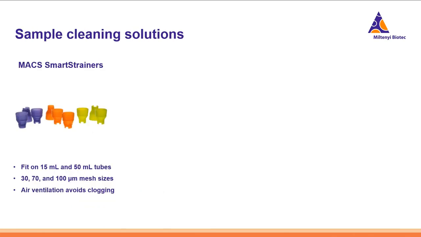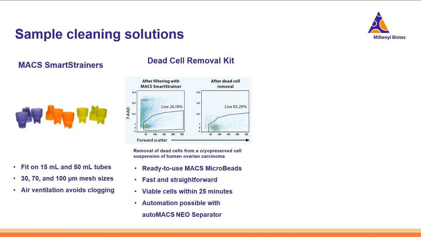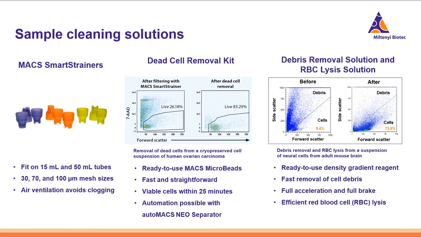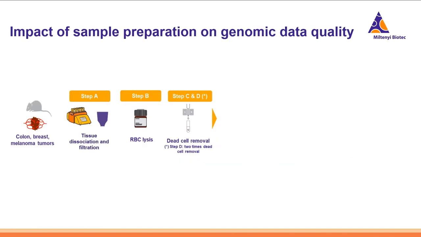At this point, we need to purify our sample with several steps. The first one is to filter our cell suspension with the MACS SmartStrainers. The second step is to remove dead cells with our MACS technology. And finally, we can lyse red blood cells and also remove the debris from our solutions. These steps are very important as they impact the quality of our genomic data.